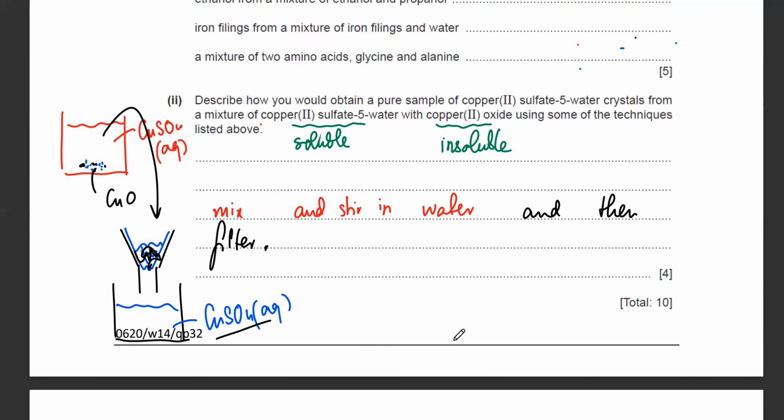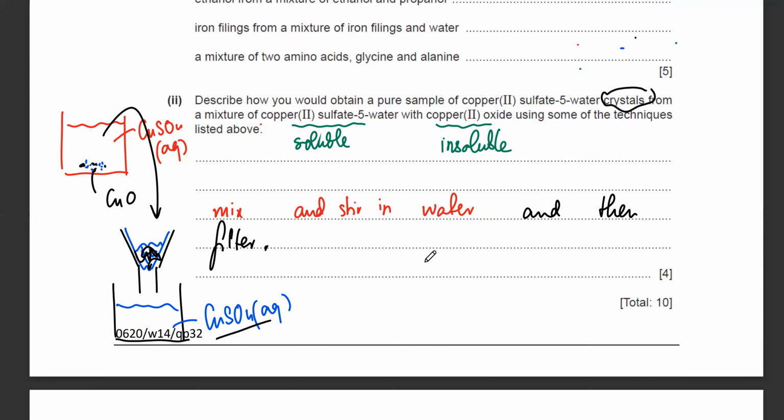Now you have to answer questions systematically and carefully. You have to answer exactly what they're asking for. Don't write stories about it. You just mix it in water. You use a separating funnel, and copper 2 oxide will not dissolve because it's insoluble. So it's going to be stuck over here as a residue, and the copper sulfate would pass straight through. But right now, you haven't gotten crystals.